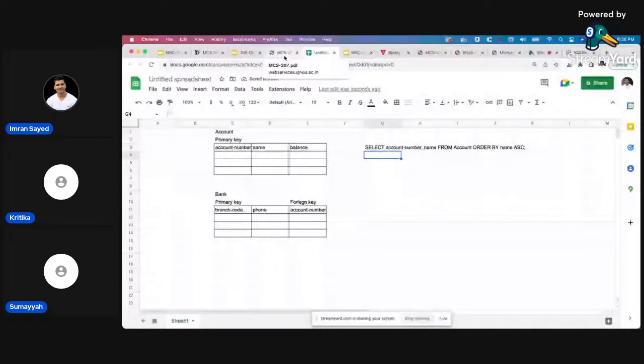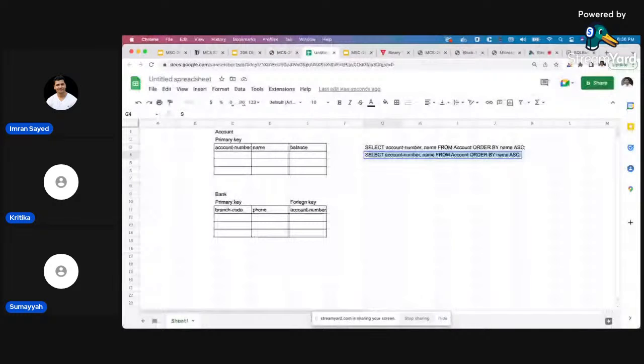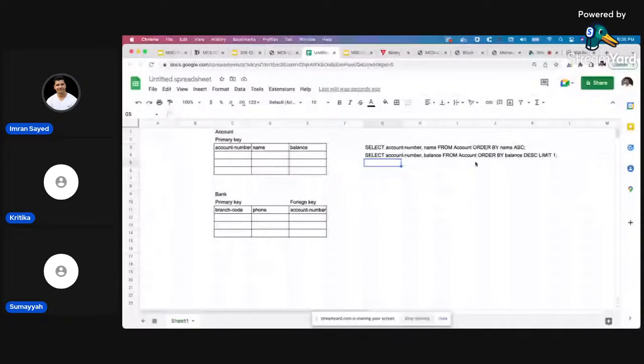Okay. Find the account number which has got the highest balance. So second, select one account number, and probably I want the balance also because it's talking about balance, from account, order by balance descending. So I'll get the highest and I'll limit it to 1. So first thing it's gonna do is list down all the account numbers in order of their balance, and it's gonna put the highest balance first because we are saying descending.